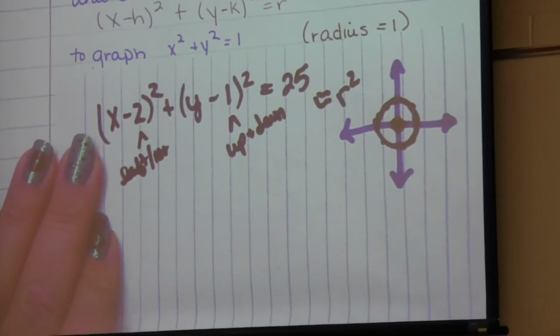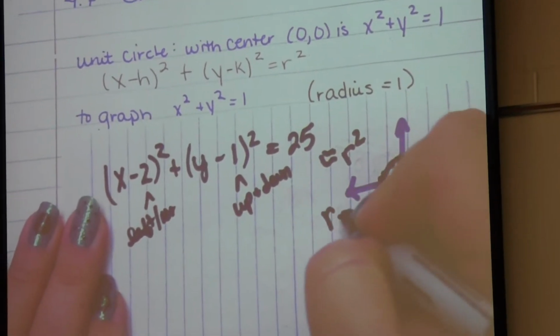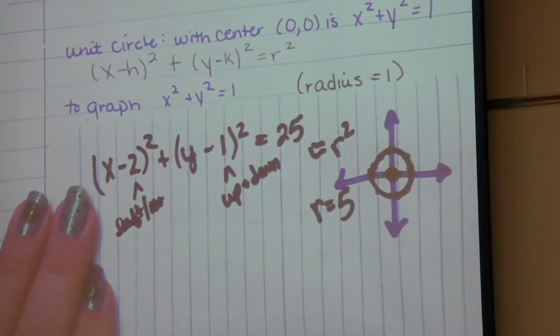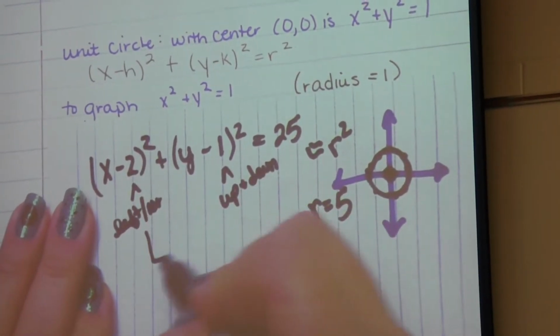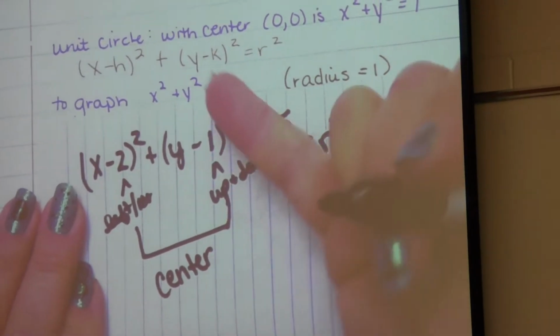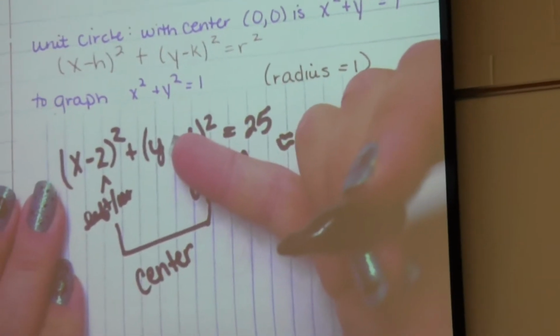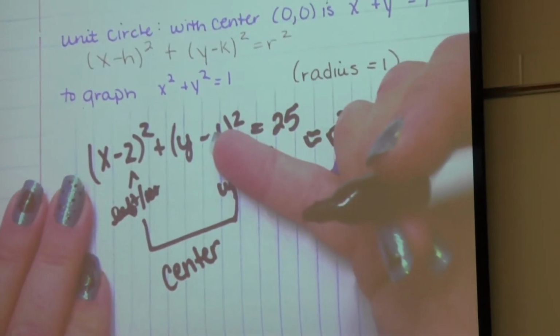So if my radius squared is 25, what's my radius? 5. So we know our radius equals 5, okay? And this is essentially the center of your circle. Instead of the center being 0, 0 like it was up here, now my center moves over, and now my center is going to be 2, 1.